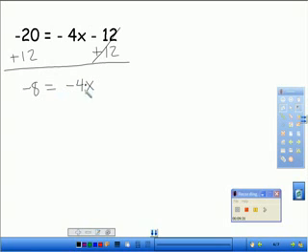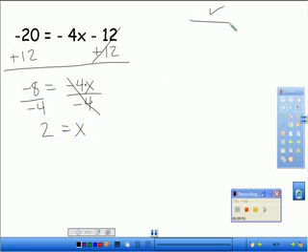This is negative 4 times x, so we have to do the opposite of times negative 4, which is to divide both sides by negative 4. So negative 4 is eliminated from the right side, so we're left with x on the side. Negative 8 divided by negative 4 is positive 2, so x equals positive 2. Let's go ahead and check our answer.